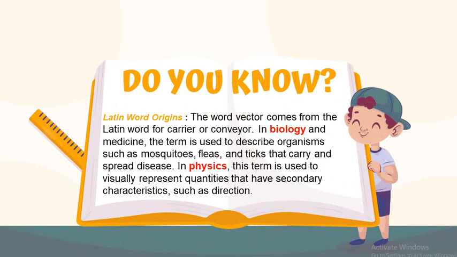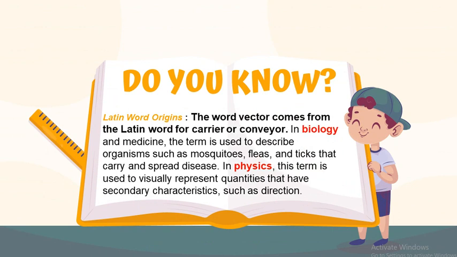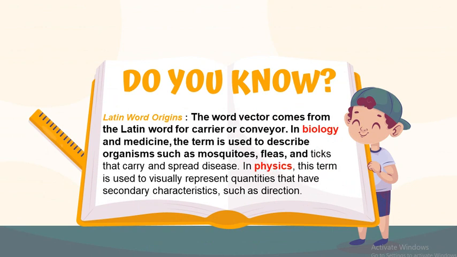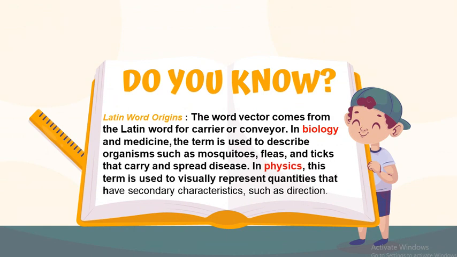The word vector comes from the Latin word for carrier or conveyor. In biology and medicine, the term is used to describe organisms such as mosquitoes, fleas, and ticks that carry or spread disease. But in physics, this term is used to visually represent quantities that have a secondary characteristic: they possess direction as well as magnitude.